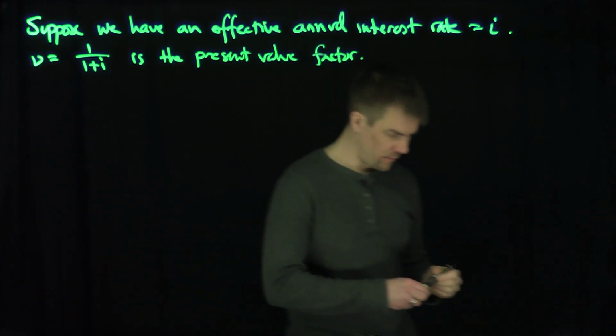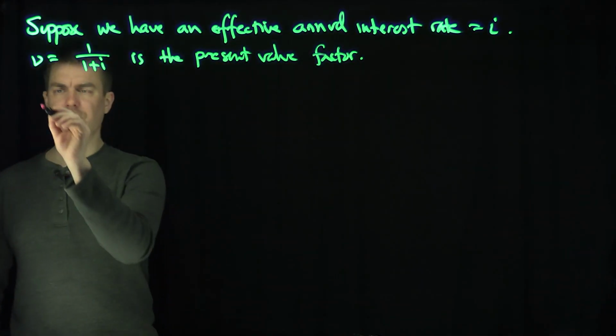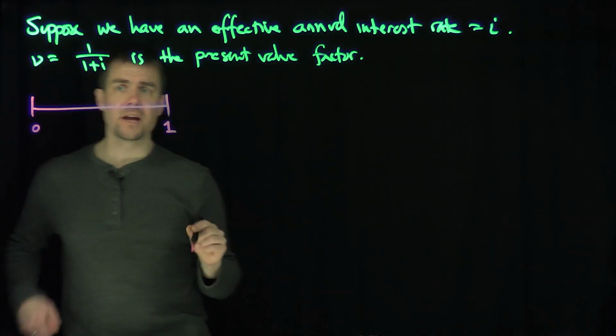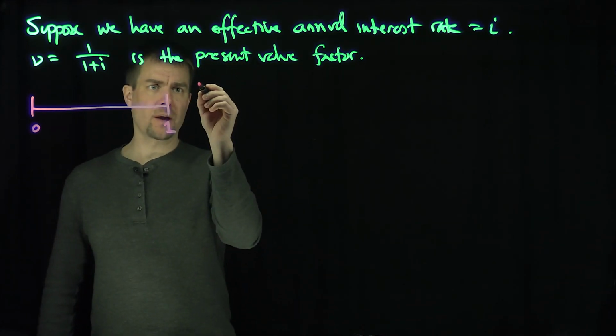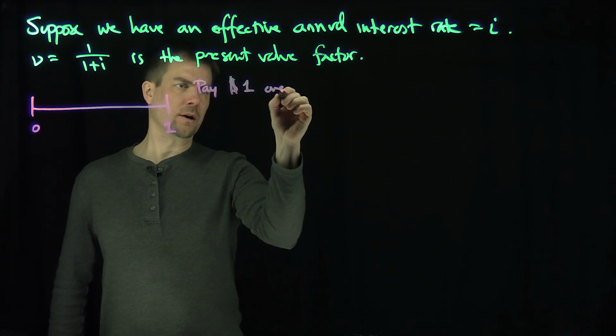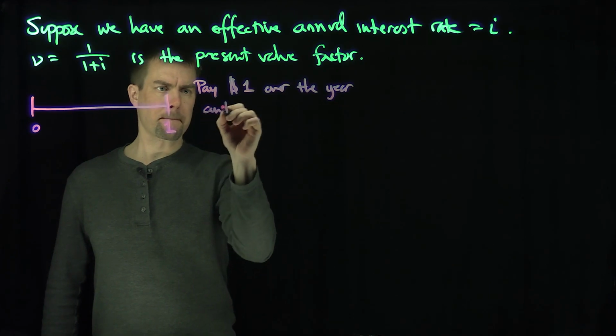And so here's the setup we're going to do for a continuously payable annuity. Let's do this over 1 year for simplicity, and then we'll generalize it. So here's our timeline. Here's time zero. Here's time 1 year. If I want to pay $1 over this year continuously, our goal is to pay $1 over the year continuously.